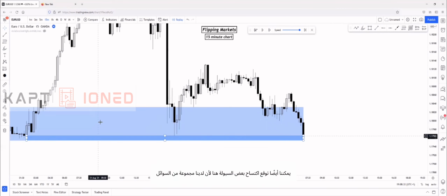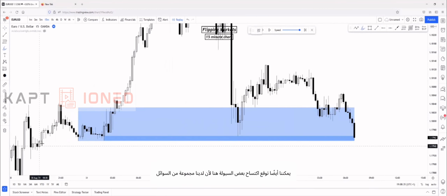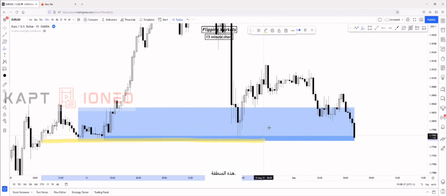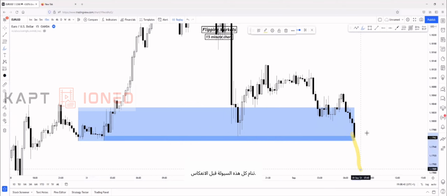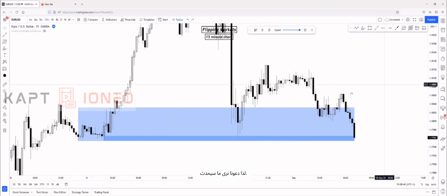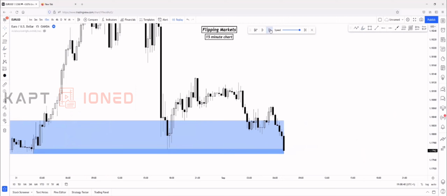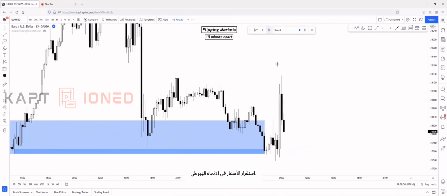We can also expect some liquidity sweep here because we have a bunch of liquidity in this area. And I will talk about liquidity sweeps in the next unit. Price has a great chance to sweep all of this liquidity before the reversal. So let's see what happens. Price swept the liquidity to the downside, as you can see with this movement.